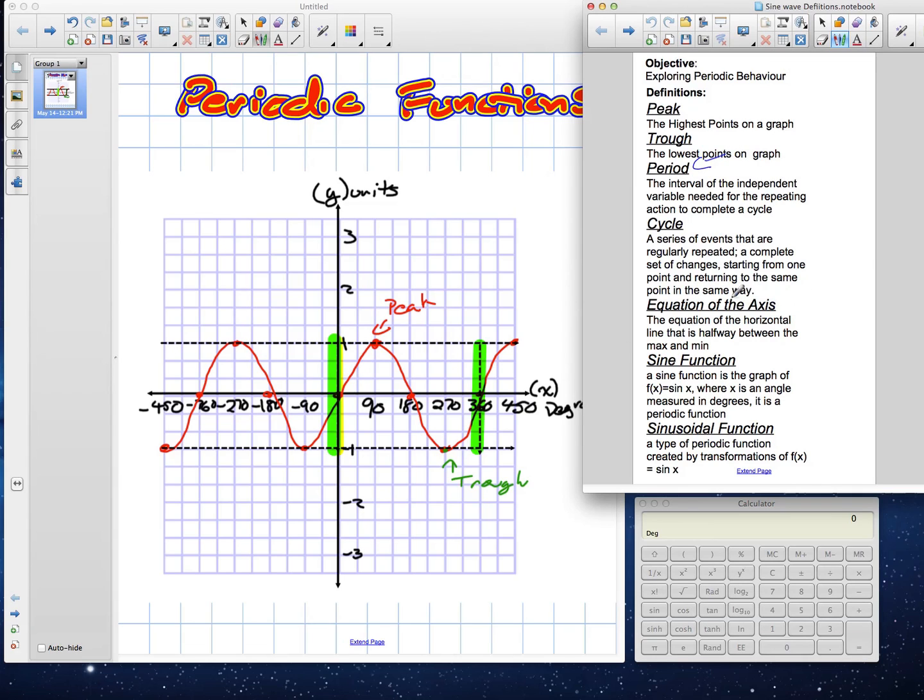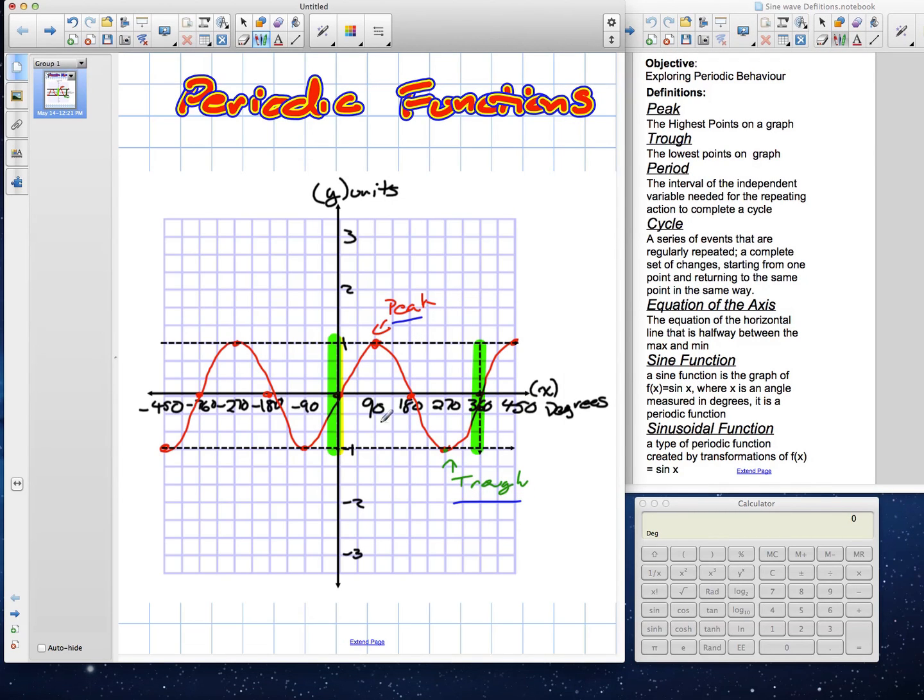All right, equation of the axis. The equation of a horizontal line, this is an imaginary horizontal line, that is halfway between the max and the min, or the peak and the trough. So, what would be halfway between these lines, our peak and our trough? 0. Yeah, so we have an imaginary line running through the middle. I'm going to highlight it. It's actually what? Anyone know? 0 degrees. It's the x-axis, right?